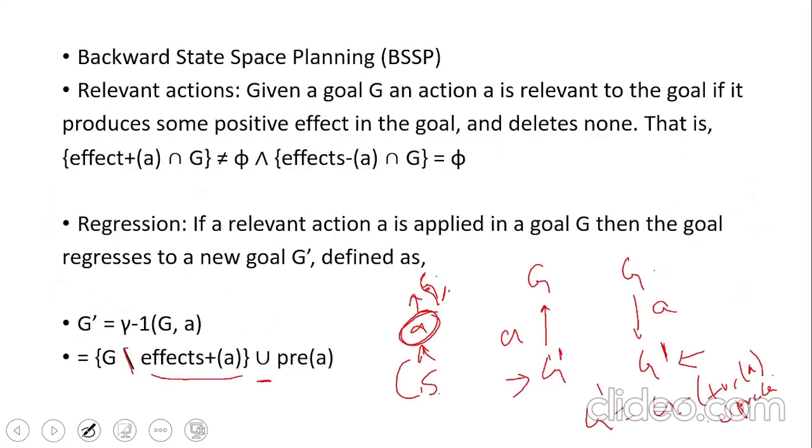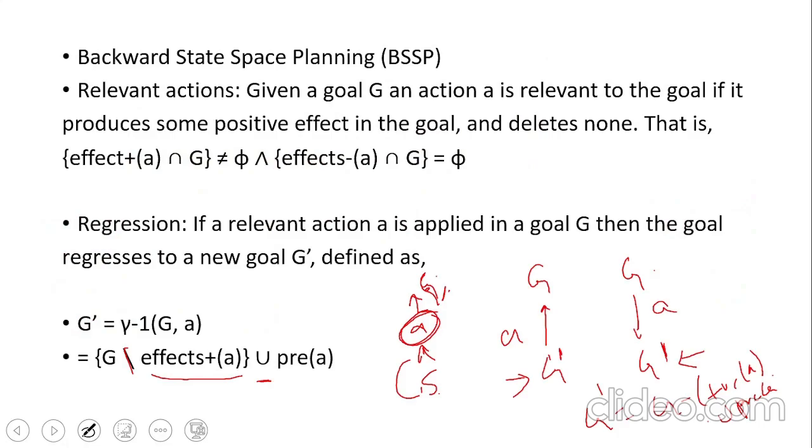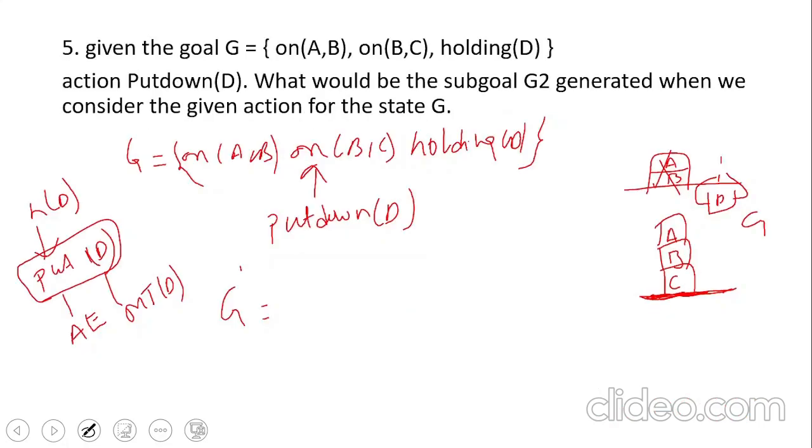Z bar is the preconditions of holding D union, delete the positive effects of A, so arm empty and on table D. So now what will we get?